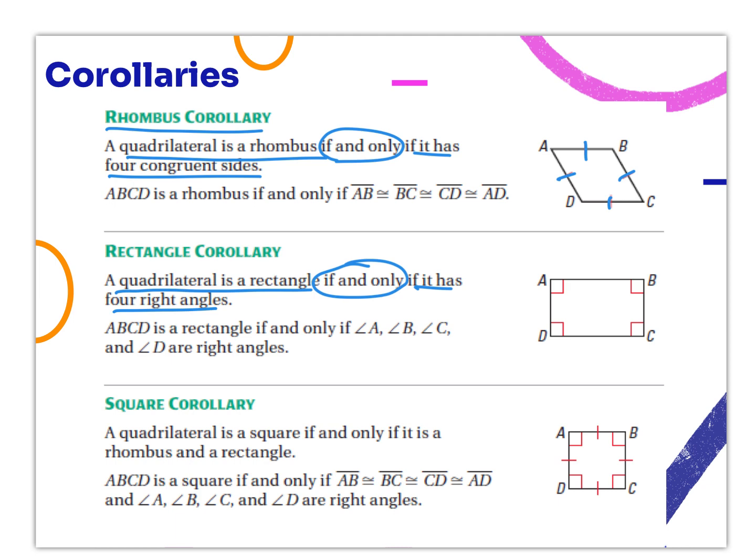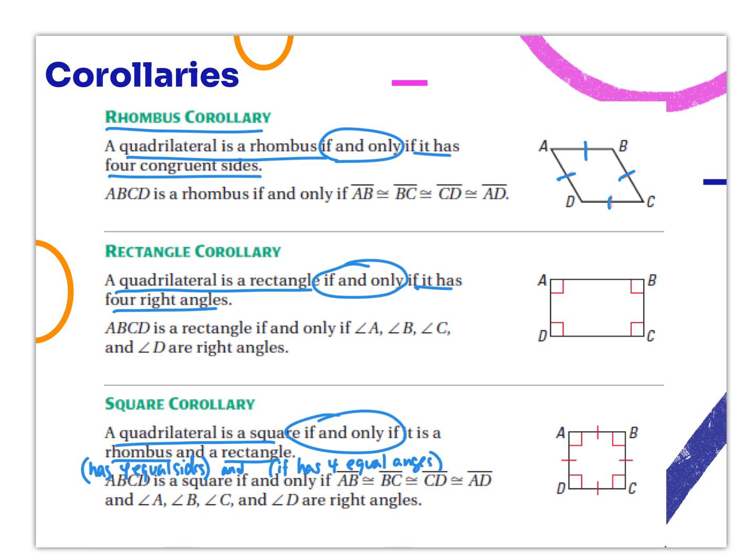And so the square corollary says a quadrilateral is a square if and only if it is a rhombus and a rectangle. By saying rhombus and rectangle, we're saying it has 4 equal sides, that's what we mean by it's a rhombus, and a rectangle, meaning it has 4 equal angles, like a rectangle has. And so that's where this comes from.